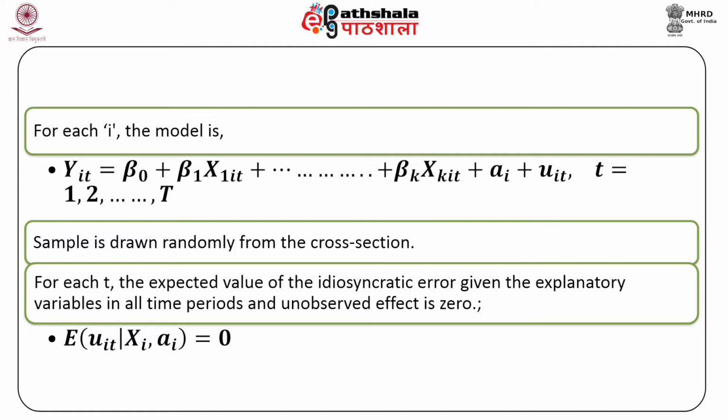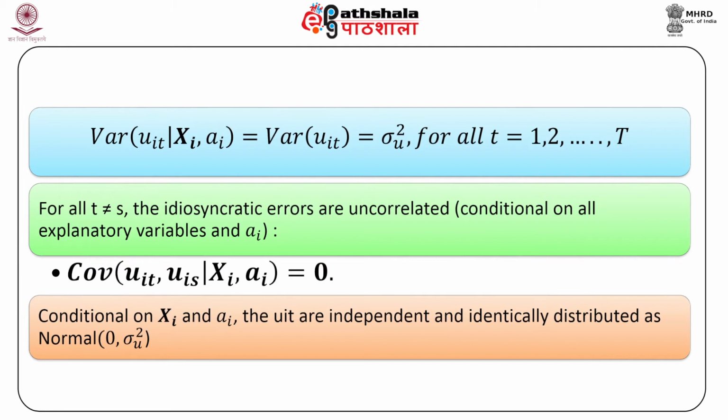Assumption number 3, for each t, the expected value of the idiosyncratic error given the explanatory variables in all time periods and the unobserved effect is 0. That is, expectation of u_it given x_i and a_i is equal to 0. Number 4, variance of u_it given x_i, a_i is equal to variance of u_it, which is equal to sigma square u for all t going from 1 to capital T.